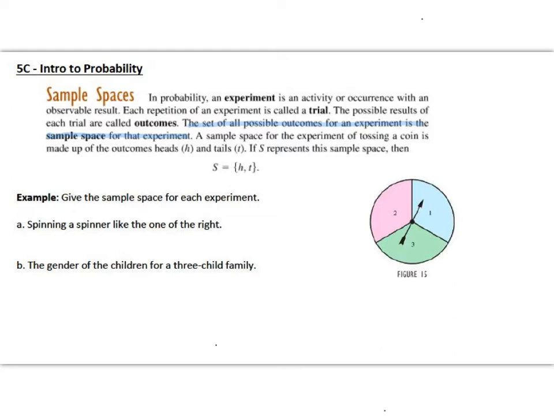For tossing a coin, it's very simple. It's just heads or tails. Those are your two choices. If you want to spin a spinner, like this particular figure off to the right here, you've got three possible outcomes depending upon what happens. So the spinner has the outcomes of 1, 2, and 3.